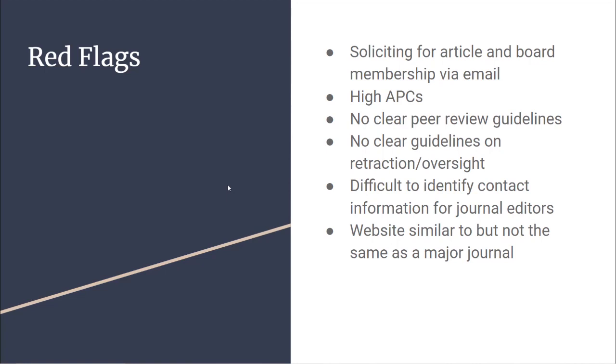Some red flags to look out for include journals that solicit you via email for articles or for editorial board membership. Good, high-quality journals have such a high volume of submissions that they don't have the time or energy to go soliciting extra submissions from people, cold calling them via email. And so this can be a really big red flag.